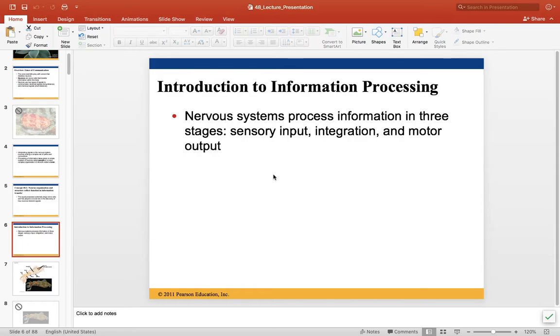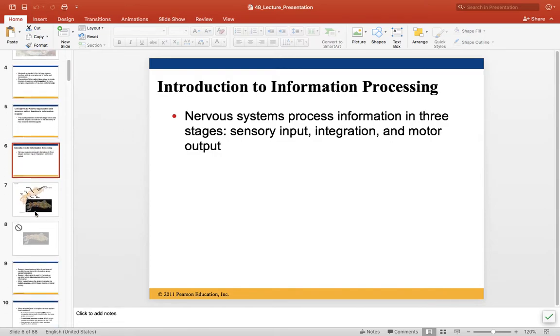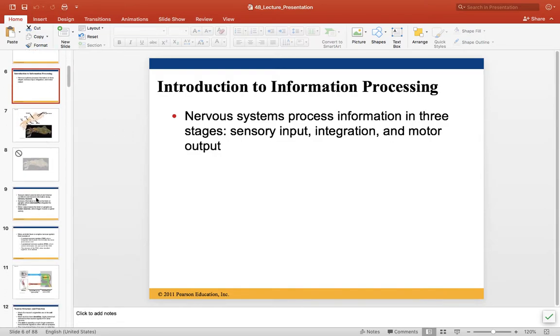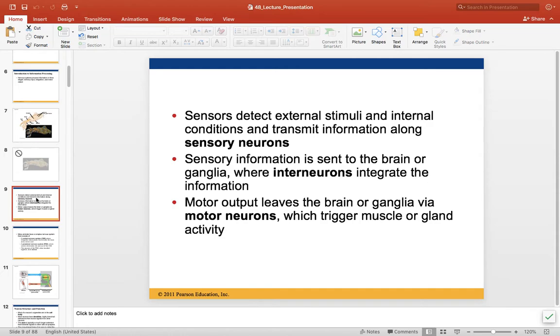Nervous systems process information in three stages: sensory input, integration, and then motor output. So that's the first thing we're going to look at here right away. So sensors are going to detect external stimuli and internal conditions and transmit information along sensory neurons. So the highest concentration of sensory neurons are going to be in your fingertips, in your nose, on your tongue, on your toes, places like that.